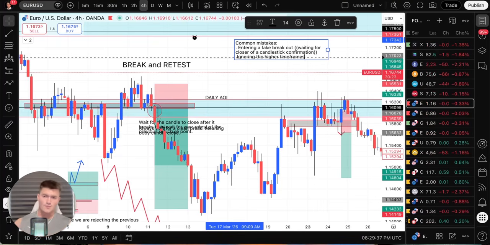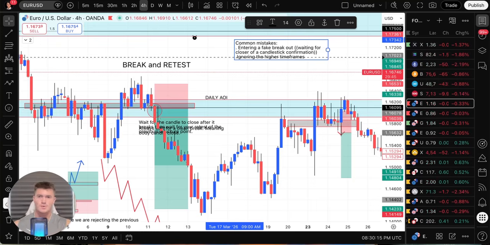Especially if the daily and the 4-hour are both bearish, or the daily and the weekly are bearish. It's going to help you wait for price to get below that area of interest, let it have that break, let it close, then wait for that retest. If it doesn't retest, I don't typically get in the trade.